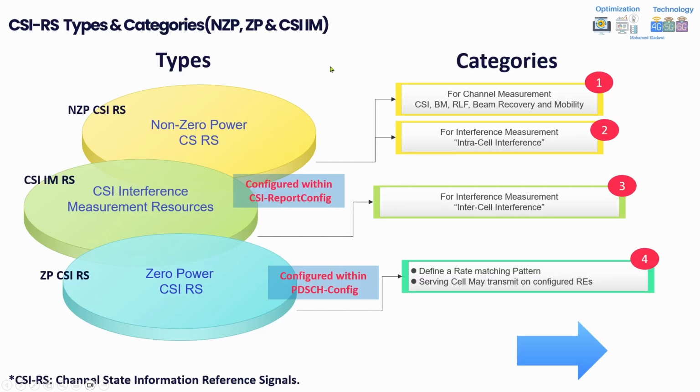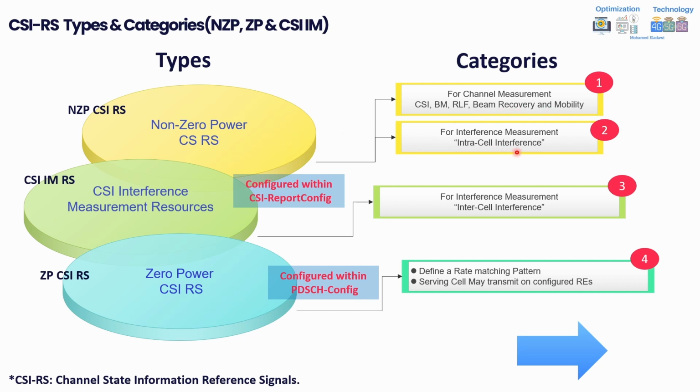So the first part here, just as you remember, we highlighted that we have 3 types of the CSI-RS. The first type relates to the non-zero power CSI-RS, which has 2 categories. The first is related to channel measurement, which we usually call CM. This channel measurement is responsible, for example, for the UE reporting the channel state information such as CQI, PMI, and so on, and also BM or beam management, and also radio link failure monitoring and detection, and also mobility and beam recovery and failure detection.